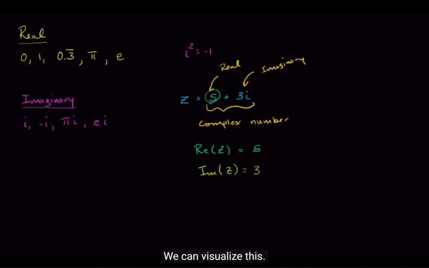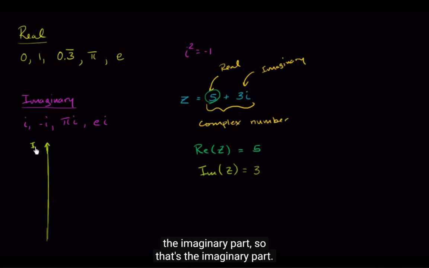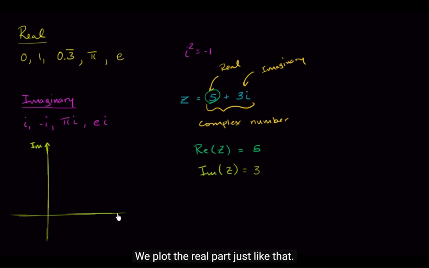And we can visualize this in 2 dimensions. Instead of the traditional 2-dimensional Cartesian plane with real numbers on the horizontal and the vertical axis, to plot complex numbers, on the vertical axis we plot the imaginary part. And on the horizontal axis, we plot the real part, just like that.